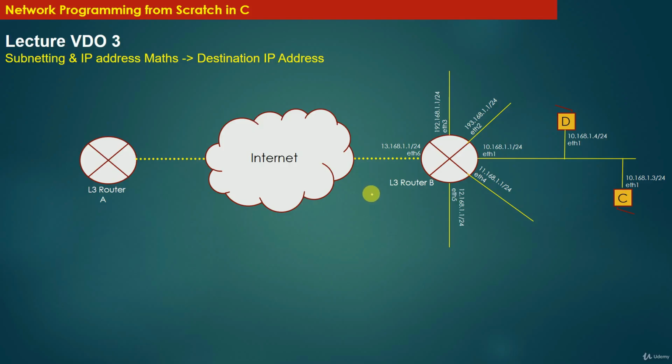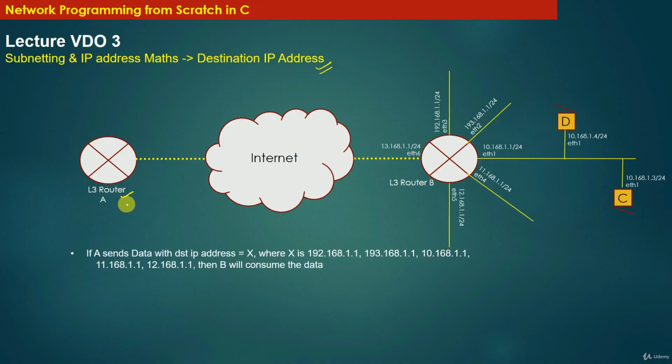So guys, going forward, let us try to understand the destination IP address in real sense. Let us suppose the L3 router A wants to send data with destination IP address X, where X could be 192.168.1.1 or 193.168.1.1 or 10.168.1.1, or it could be 11.168.1.1 or 12.168.1.1. Then B will consume the data.